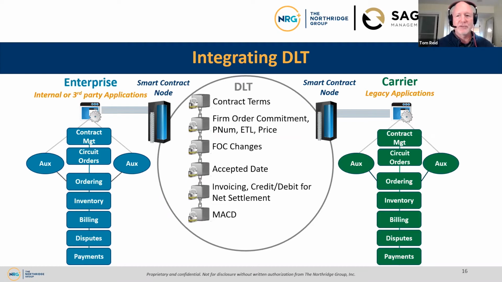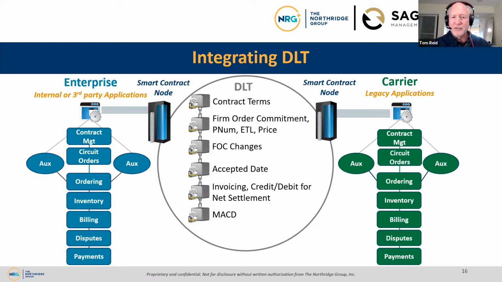And then now what that lets you do is you can start capturing blocks, creating blocks. So for instance, you might create a block for the contract terms themselves. And then there's an order for a new circuit. There might be some changes to the order. When did you accept that the circuit was up and working? The accepted date's really important in terms of ETLs and things like that. And then you could even start doing invoicing or credit debit across the distributed ledger as well. And of course, any changes to the circuit that might affect the price. You take it from 100 meg to a gig, and so you capture that as well.